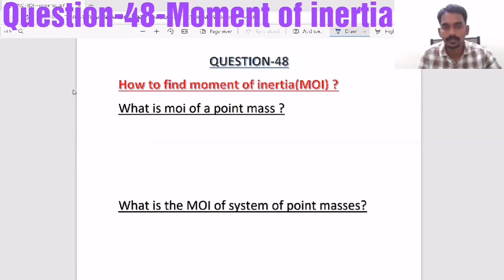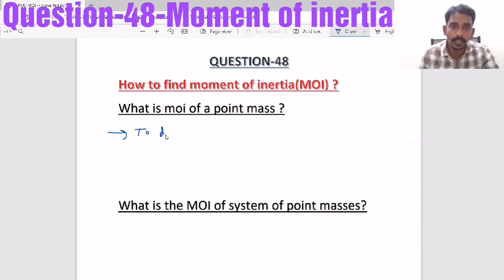Now we are going to study about moment of inertia. So what kind of questions they will ask or how to solve them. So the very first thing we have to understand here is what is moment of inertia.